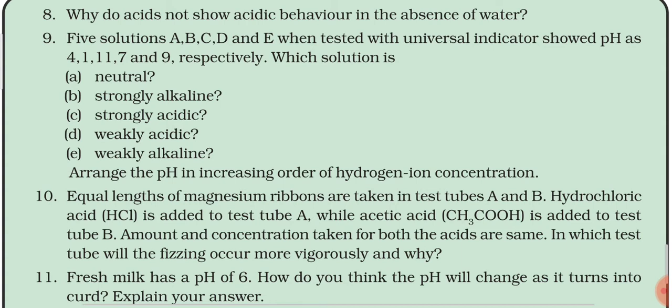Now question number 11 is, fresh milk has a pH of 6. How do you think the pH will change as it turns into curd? Explain your answer. So you know that curd contains lactic acid. So what happens is, fresh milk has a pH of 6, and once it starts turning into curd, the pH will lower, because curd contains lactic acid, because of which the pH will be lower than 6.